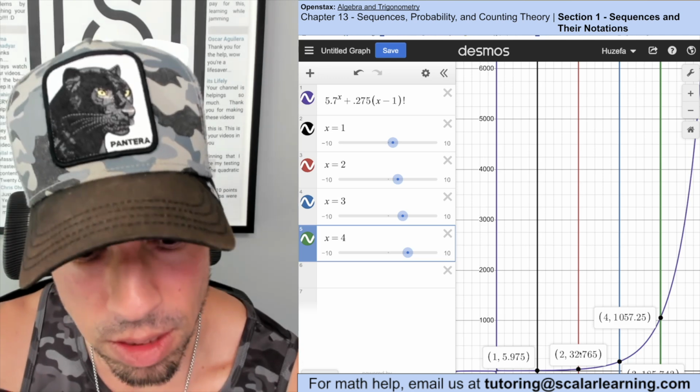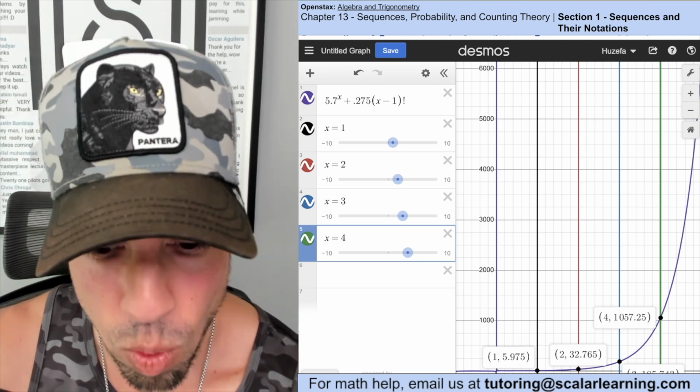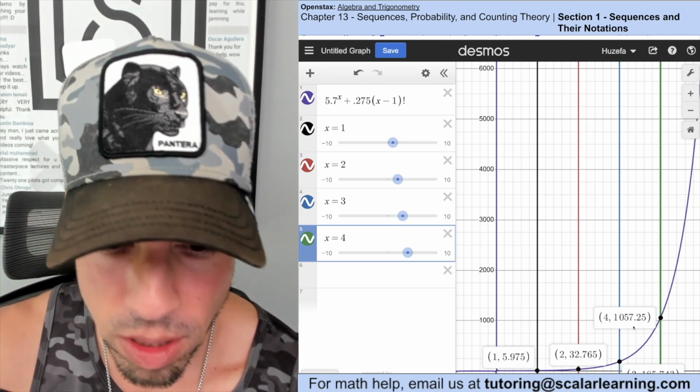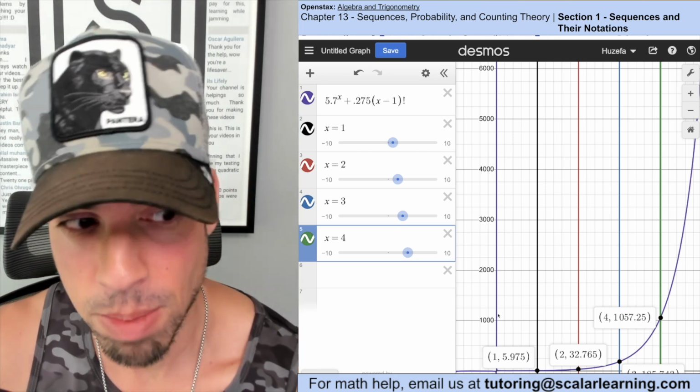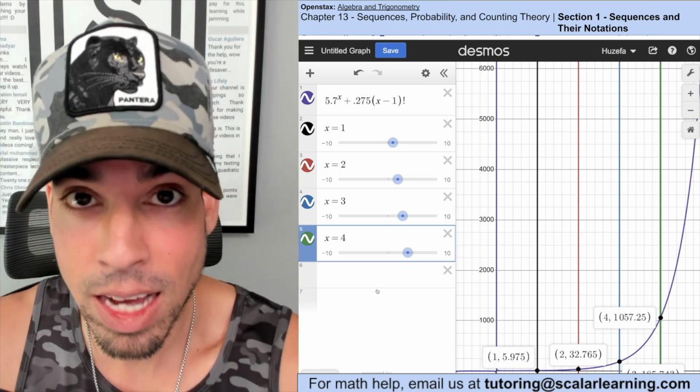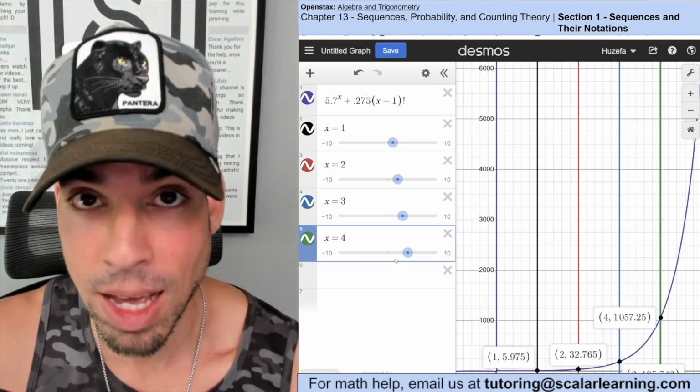So we got 5.975, 32.765, 185.743, and 1057.25. Now, they did put a 5th value in the back of the book, but of course they only asked for 4, so I'm just providing the first 4, but that's how you do it.